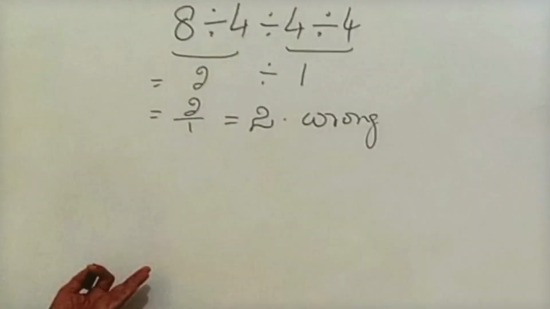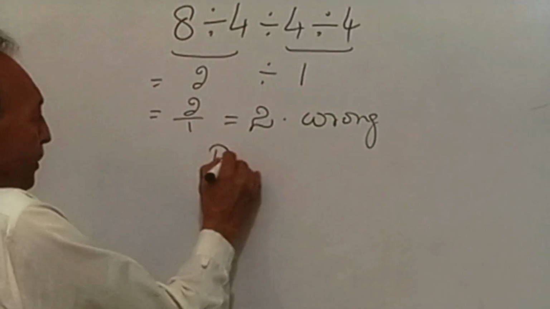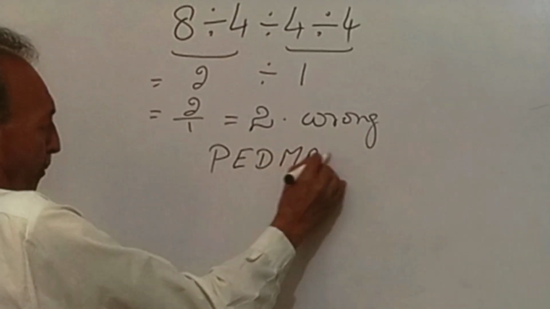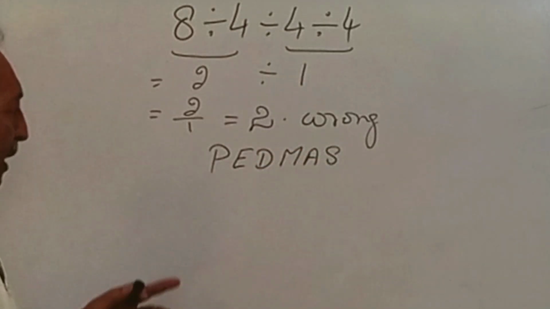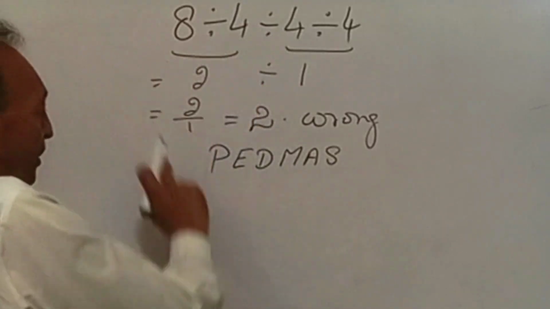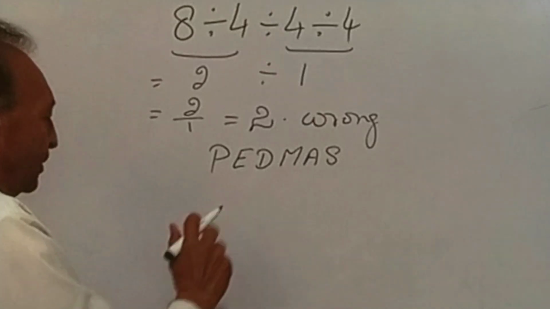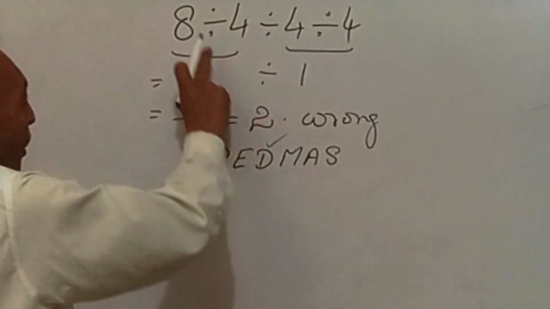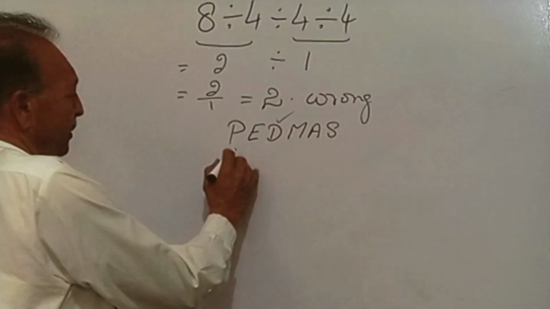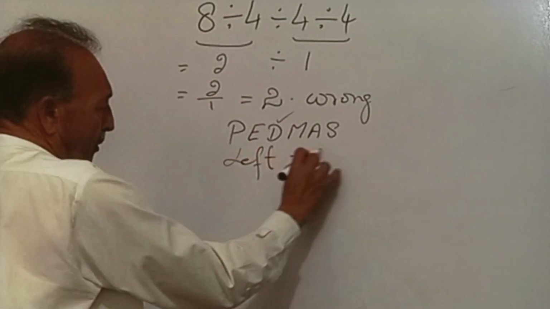We'll see how we can correct it. We see the rule of PEMDAS, the famous rule of mathematics. P is for parentheses. There are no parentheses in this question. E is for exponents, and there are no exponents in this question. Then is division. All the things are division here. And another important rule of PEMDAS is we have to solve from left to right.